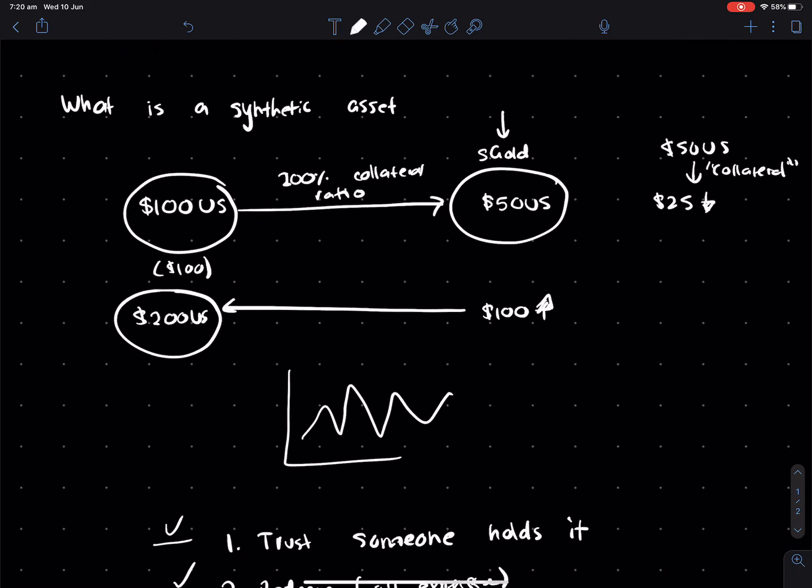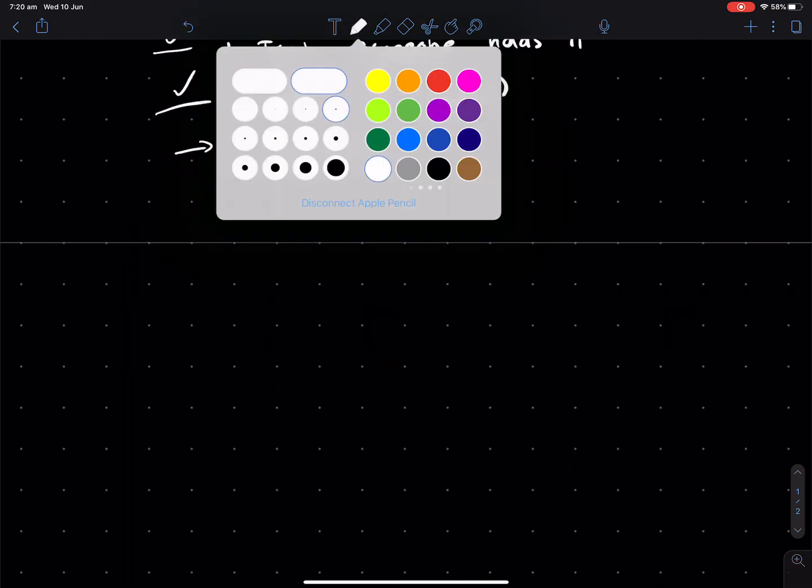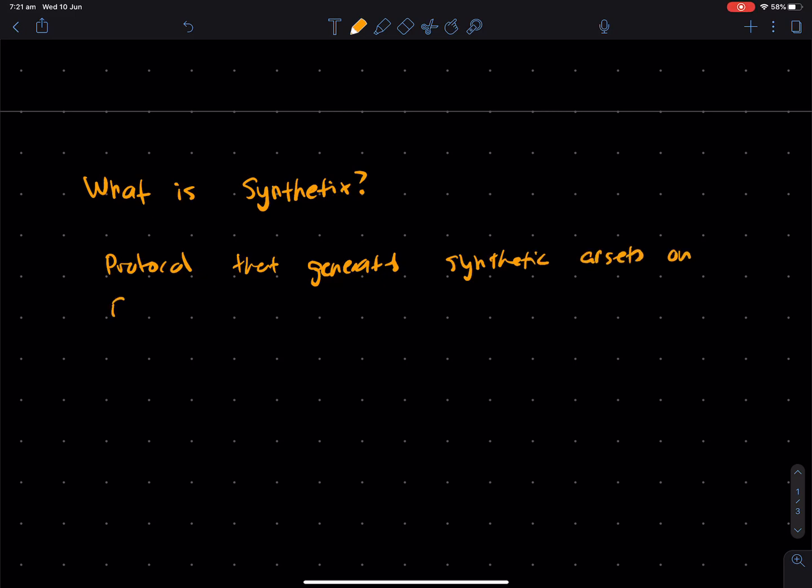So now that we've understood what a synthetic asset is, let's talk about what is Synthetix, the actual protocol. So let's pull out orange. So what is Synthetix? Well, to answer it very simply, it's essentially a protocol that generates synthetic assets on Ethereum. That's literally it.